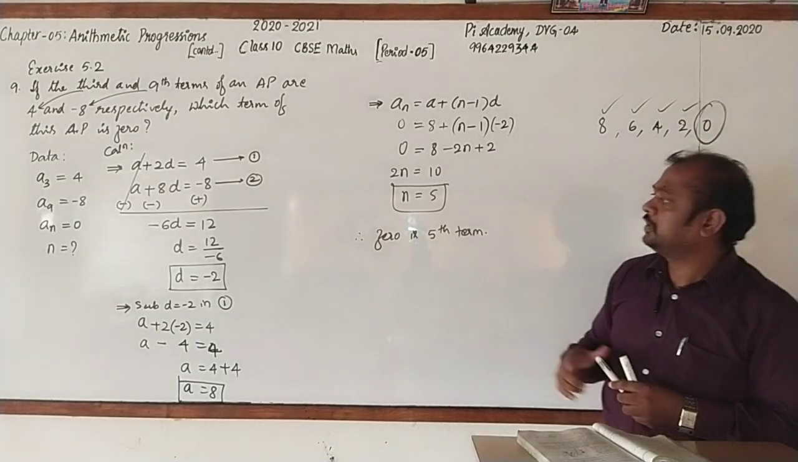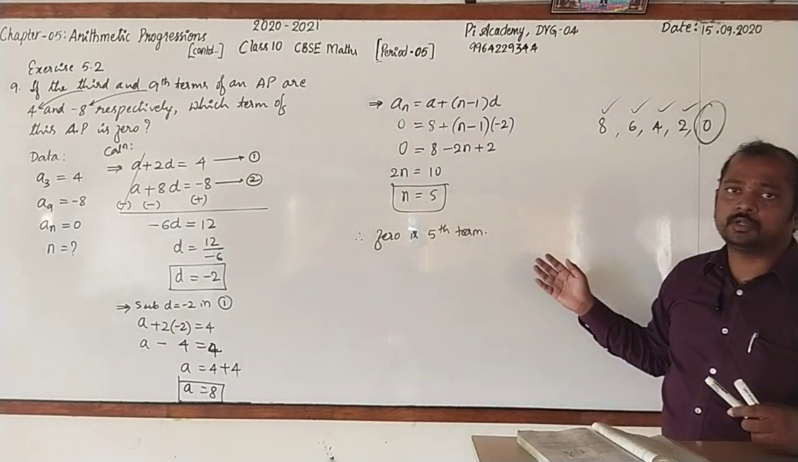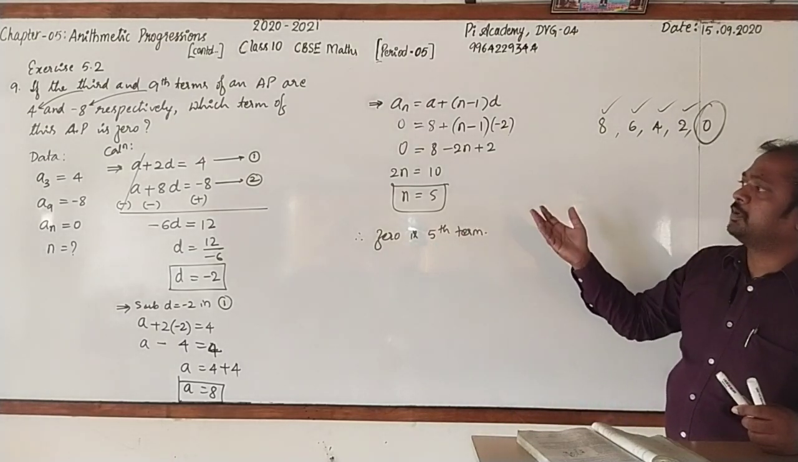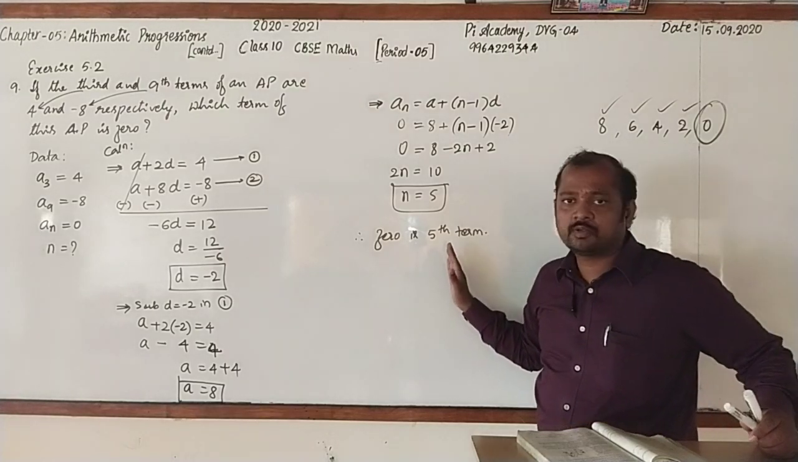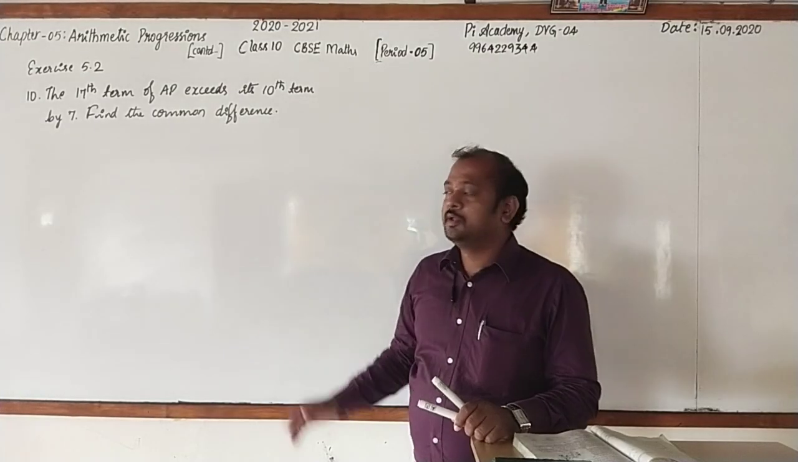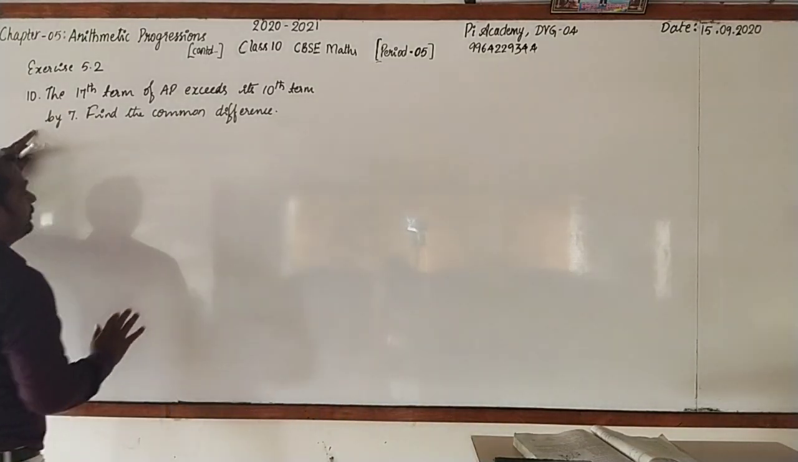That's why I told you the fifth term is 0. The fifth term of the AP is 0. Clear? Yes, please go for copying. Go through this 10th one.